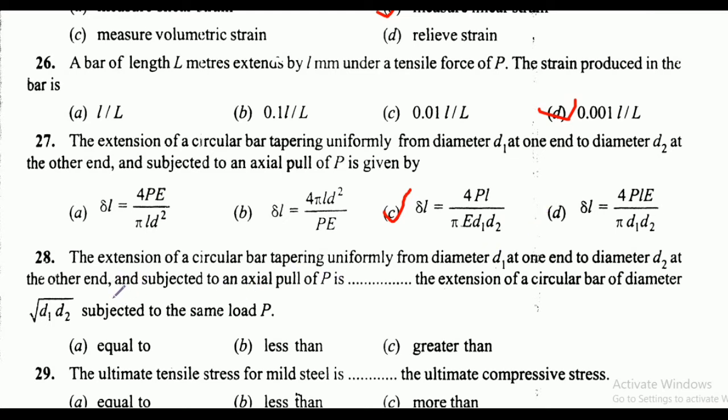Next is the extension of a circular bar tapering uniformly from diameter d1 at one end to diameter d2 at the other end and subjected to an axial pull of P is dash the extension of a circular bar of diameter under root of d1 d2 subjected to the same load P. Options are equal to, less than, or greater than. So here friends, correct answer is option A, that is equal to.